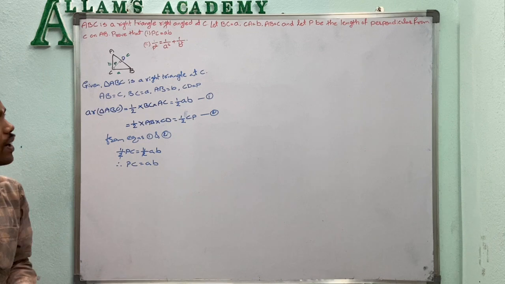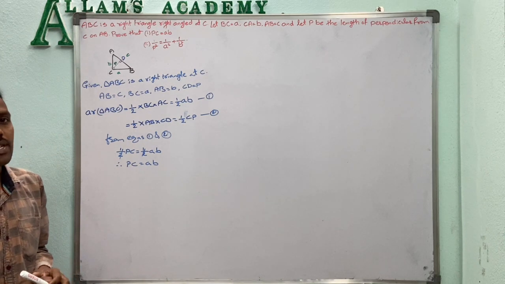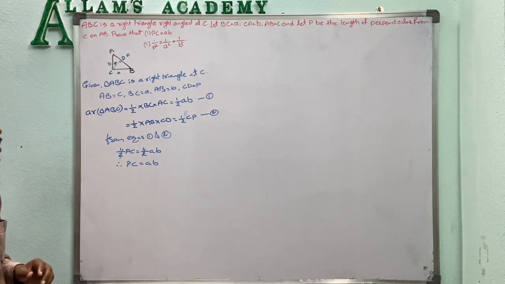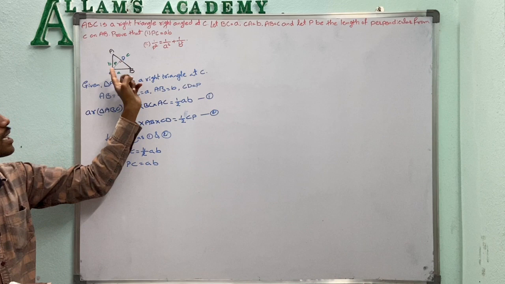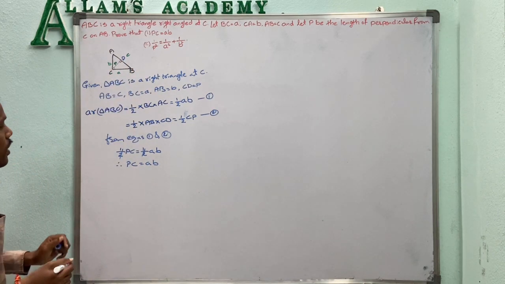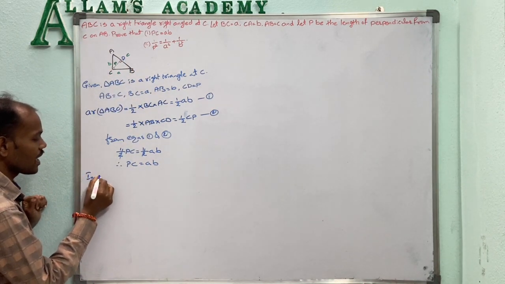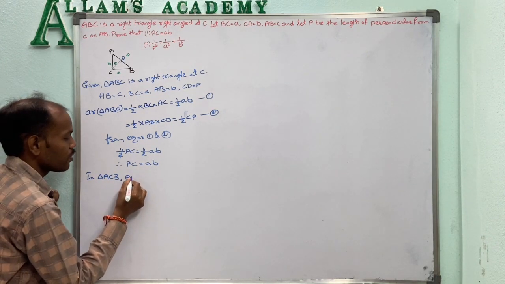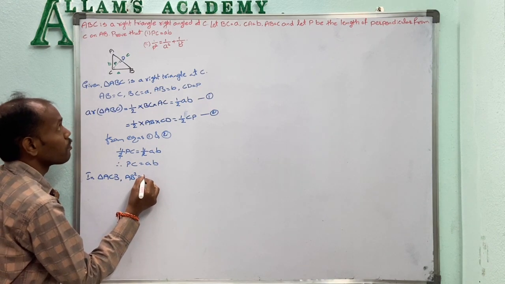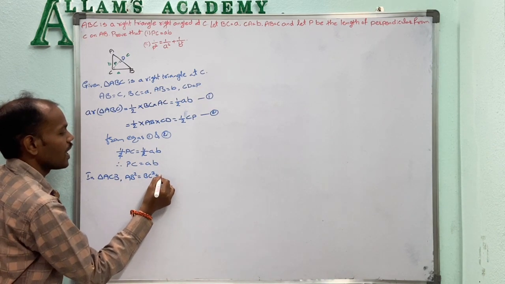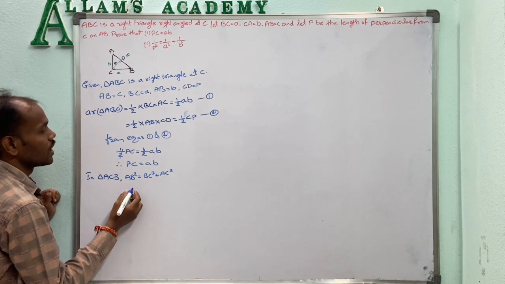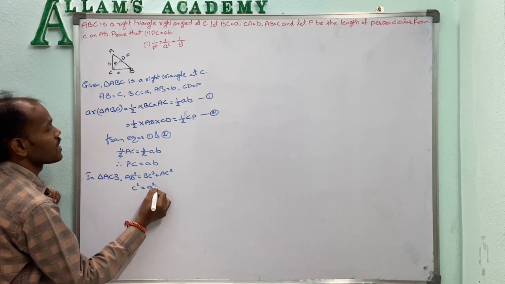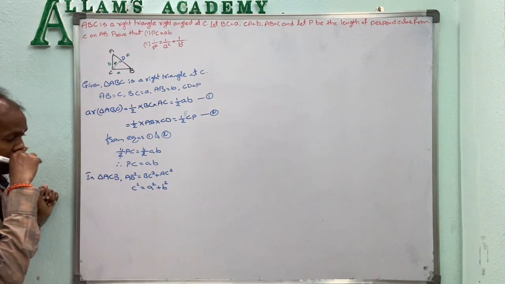Now the second one, 1 by P square equal to 1 by A square plus 1 by B square, that one we want to get. For getting that one, we observe that ACB is a right triangle. So by Pythagoras theorem in triangle ACB, we can write the hypotenuse AB square equal to base BC square plus height AC square. So AB equal to C, C square equal to the base A square plus height B square.